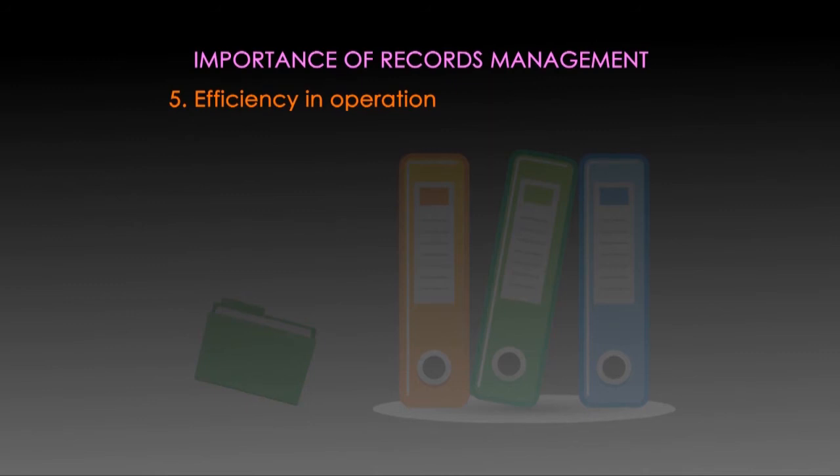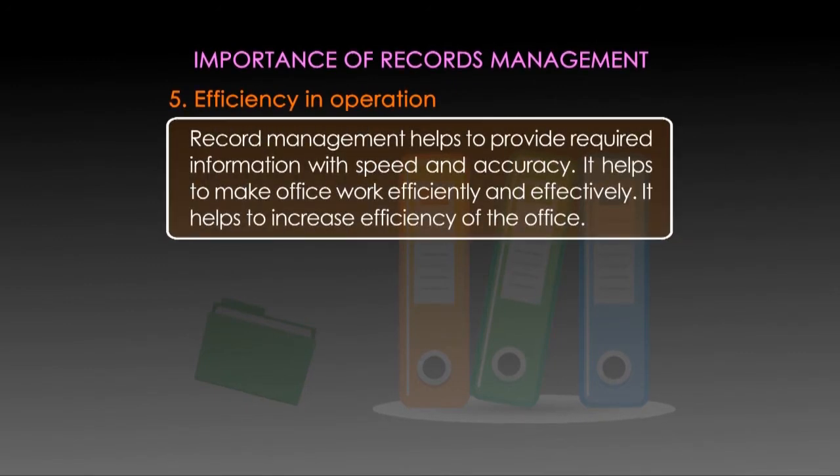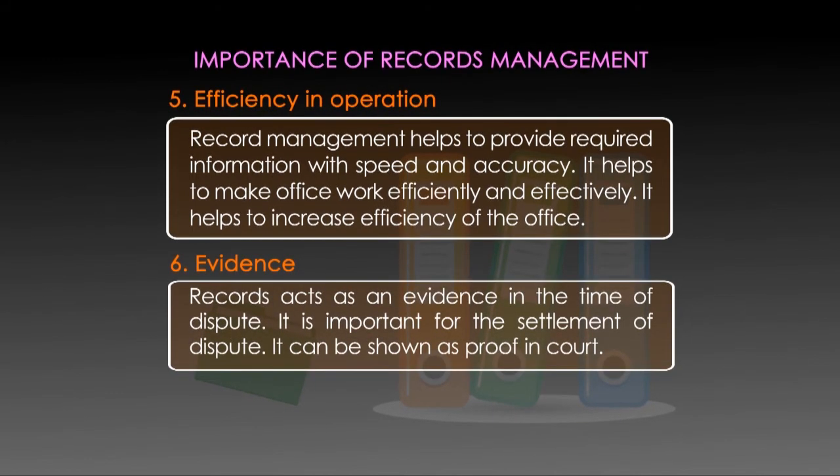Number 5, efficiency in operation. Record management helps to provide required information with speed and accuracy. It helps to make office work efficiently and effectively. It helps to increase efficiency of the office. Number 6, evidence. Records act as evidence in the time of dispute. It is important for the settlement of dispute. It can be shown as proof in court. Now we have account keeping.